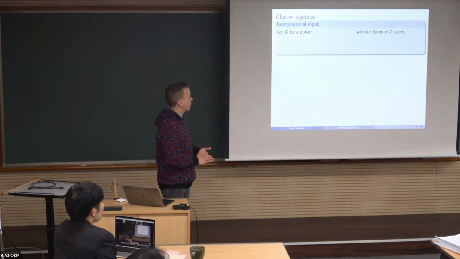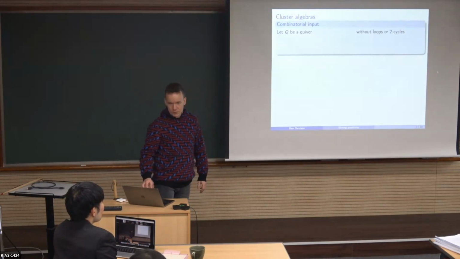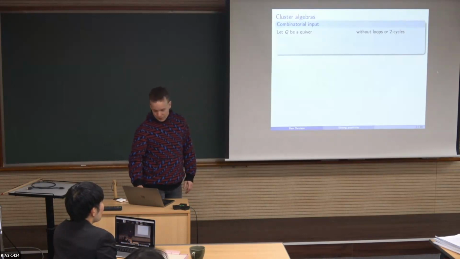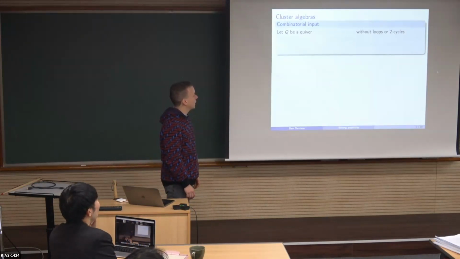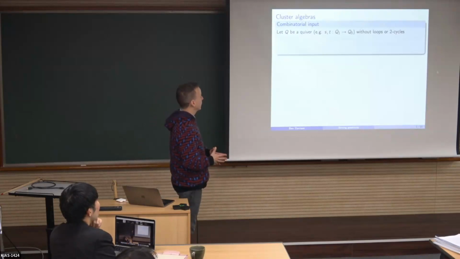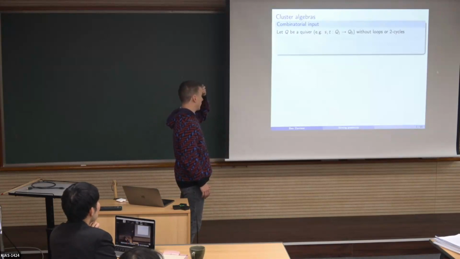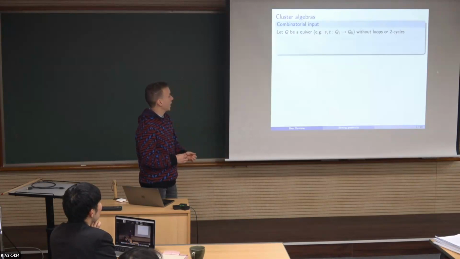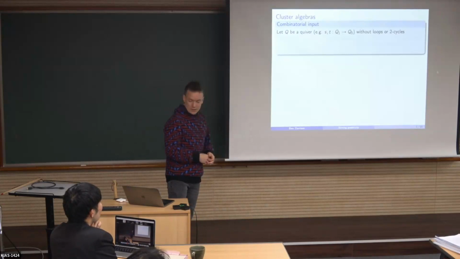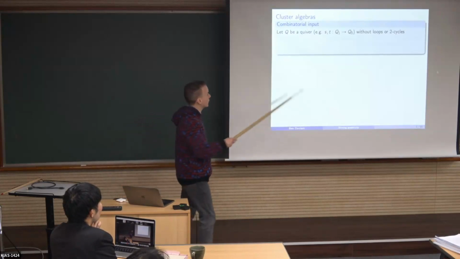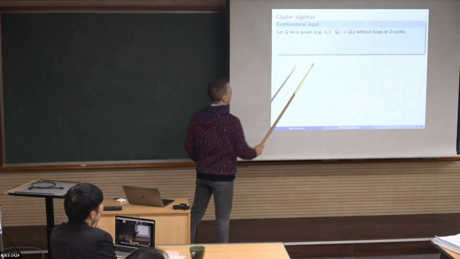So the combinatorial input is a quiver, which is just algebra speak for a directed graph. All of my quivers will be finite. So I'll have a pair of finite sets, Q1 and Q0. Q1 you should think of as being the arrows, and Q0 as being the vertices. And between these two finite sets, we have two maps, S and T, standing for source and target, which take an arrow to its source or its target.